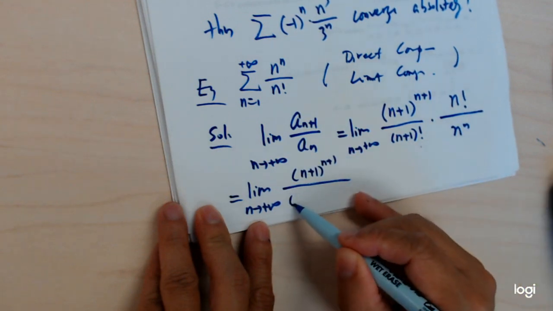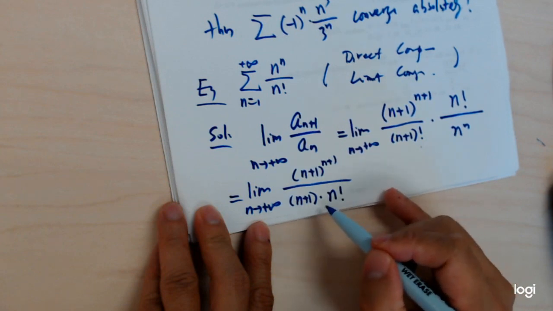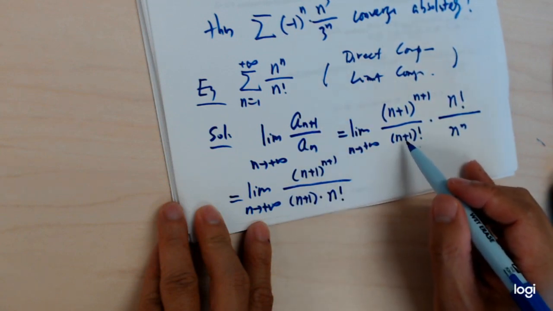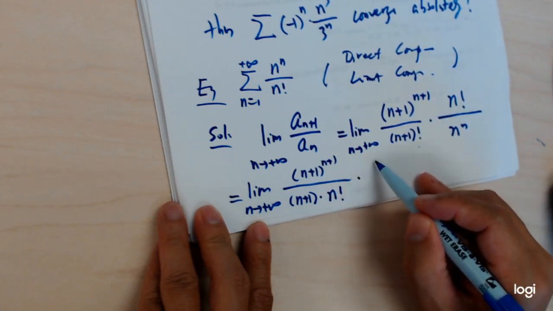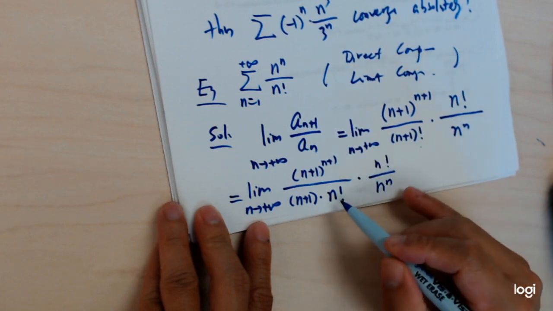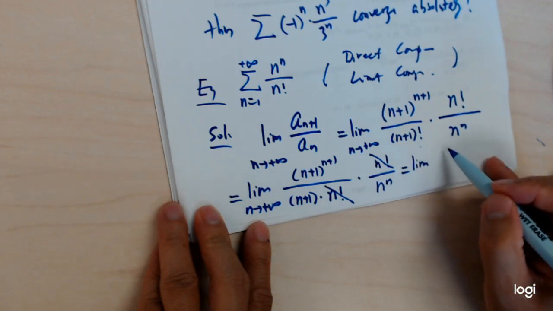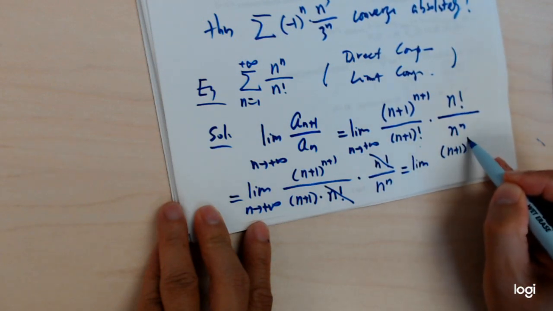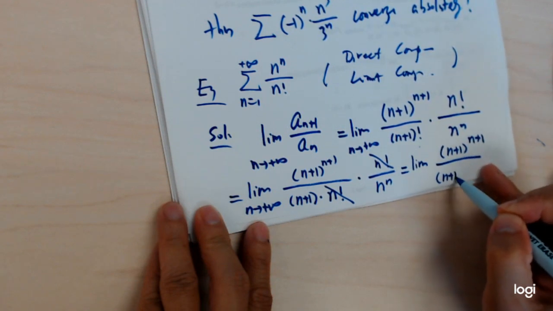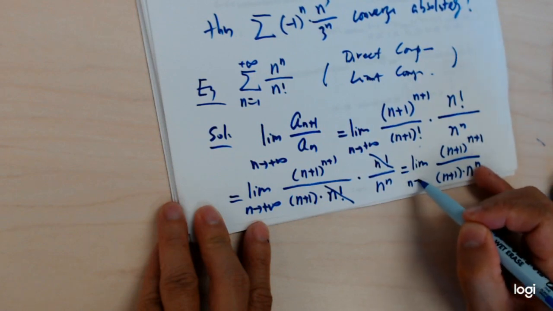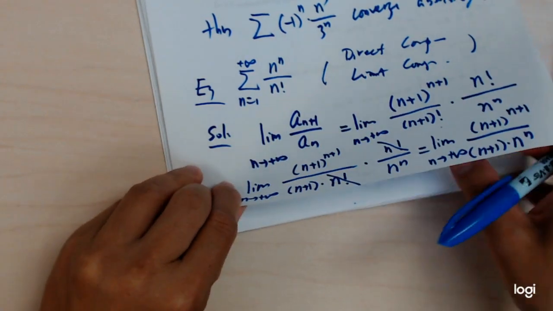N plus 1 factorial is n plus 1 times n factorial. For those who are not familiar with this, I want you to write down what n plus 1 factorial is and compare it with n factorial, and you will realize this. So those two terms clearly cancel. So on the top you have n plus 1 to the power of n plus 1. On the bottom you have n plus 1 times n to the power of n. And we can simplify it further.